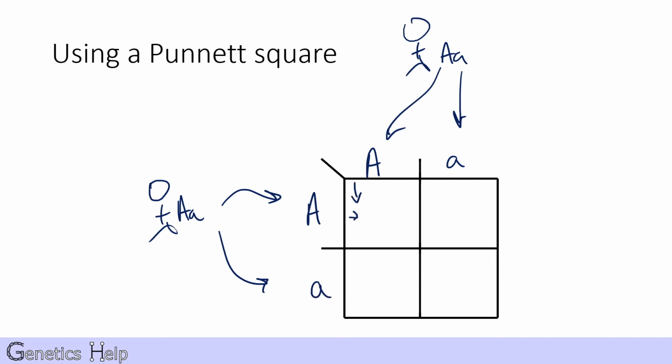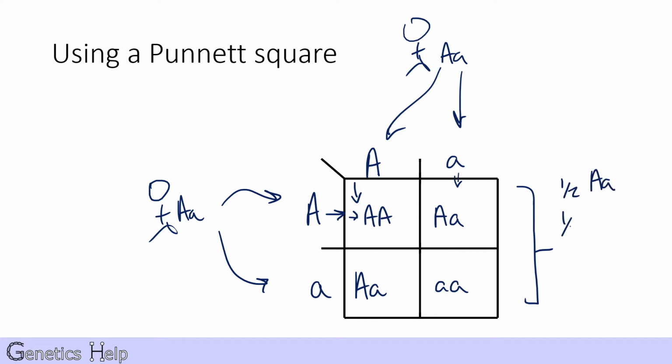So we combine the big A's here with the little a from this individual. And you can see we get that same proportion: 1/2 are heterozygous, and then 1/4 are homozygous dominant and 1/4 homozygous recessive for this gene and these alleles. So that's how Punnett squares work. Let's put them to work, see some examples, and work through some problems.